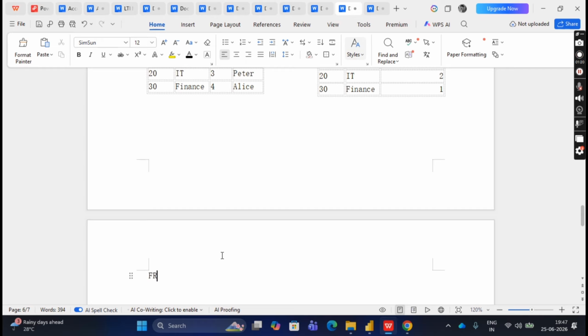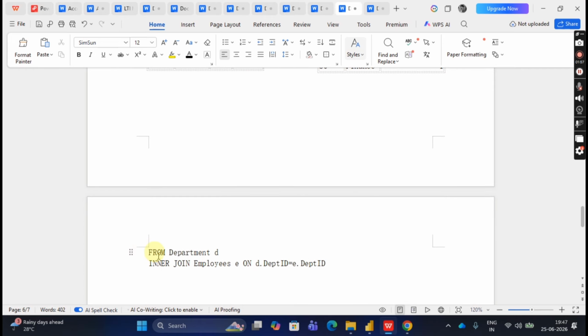Now we will write the query from department D. Since we are keeping the departments table on the left, we'll write from department D inner join employees E on D.department_id equals E.department_id. Both tables are joined on the basis of an inner join, and we will select D.department_id, D.department_name, which represent the department ID and department name columns from the department table.